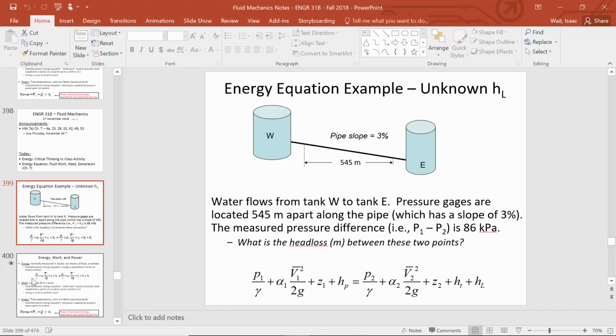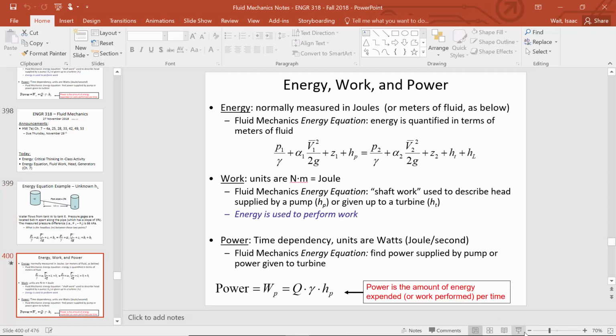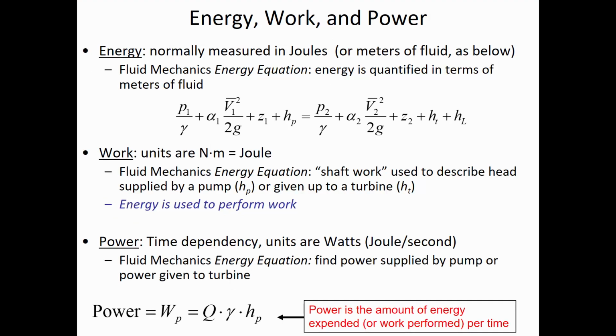Turn the screen back on here. Remember that we previously had a slide that explained the difference between energy, work, and power. Energy and work have the same basic units, units of joules, but then power is when there's a time dependency. We're talking about how much work is being done per time, or the amount of energy consumption per time. So watts are joules being used per second.